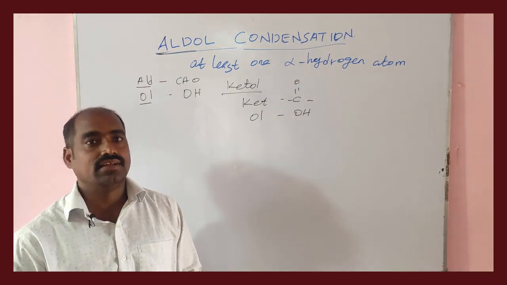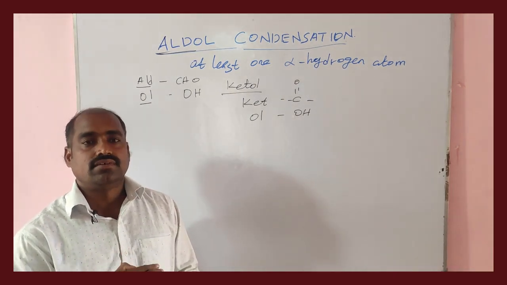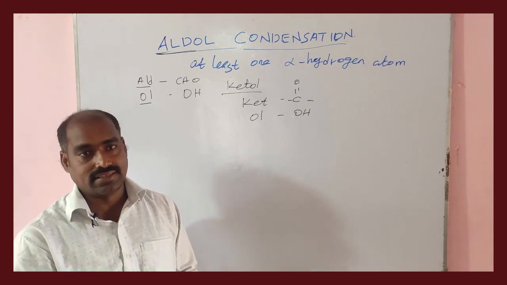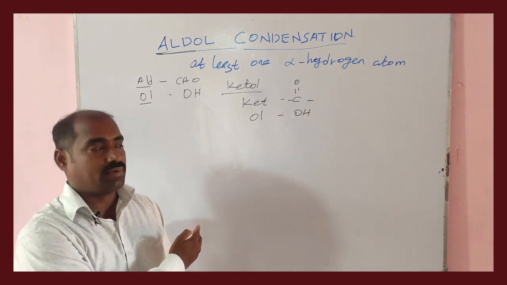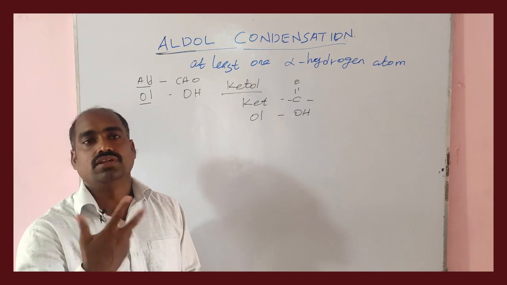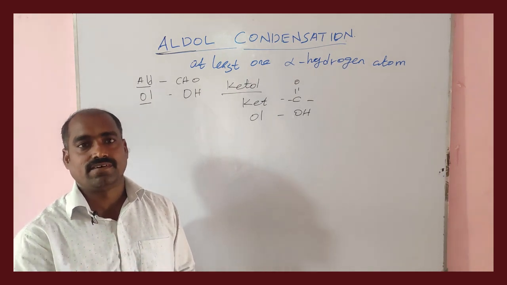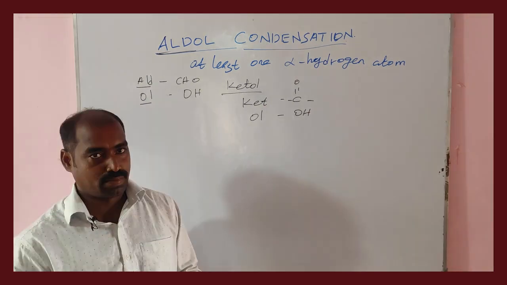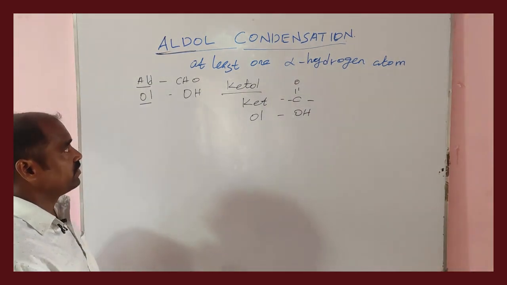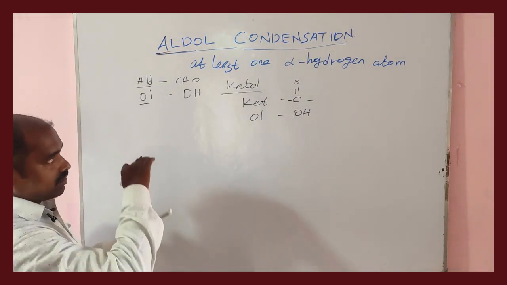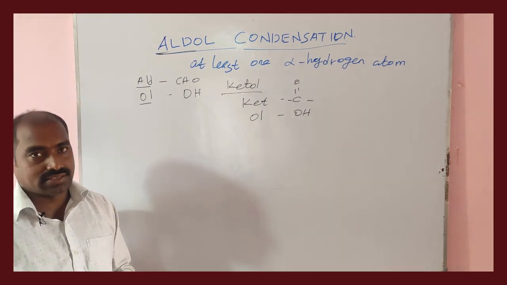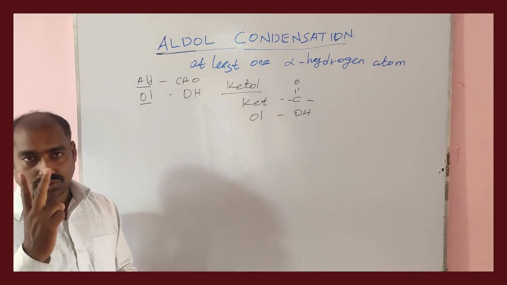That is number 1. Number 2, the carbon count is increasing. For example, the reactant has 2 carbons, the product has more than 2 carbons, maybe 4 or 6, based on the number of carbons taken. Okay, so that is the point. And the overall aldol condensation reaction has only 2 steps.